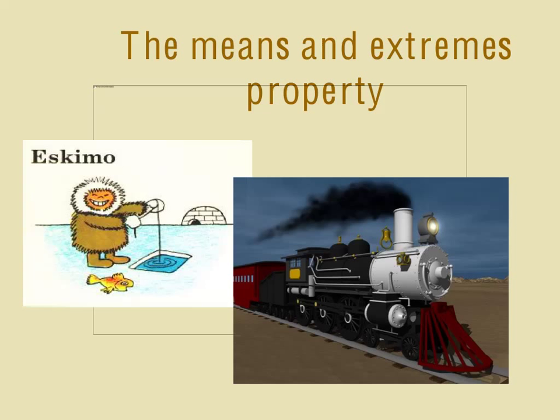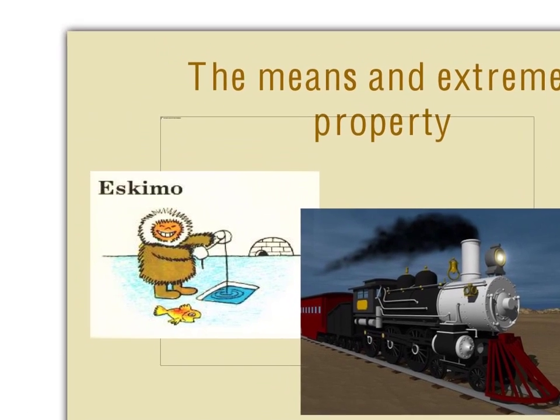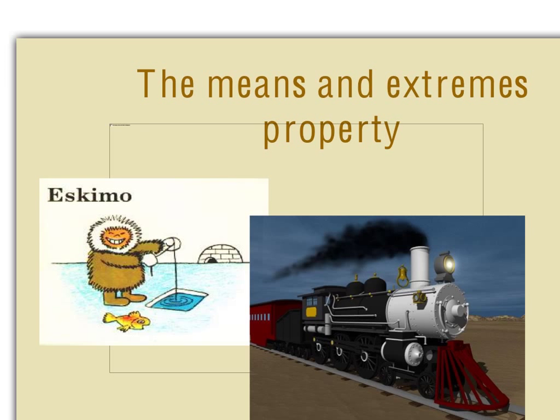The means and extremes theorem is just another way of saying you are going to cross multiply, but we're not supposed to use that anymore. So if we look at the word mean in math, mean always refers to the average, and I think of the mean as something that's in the middle.